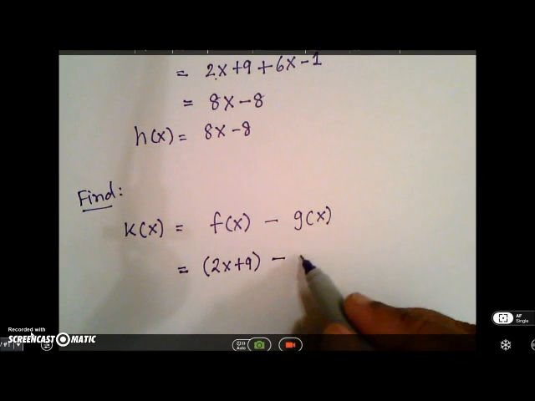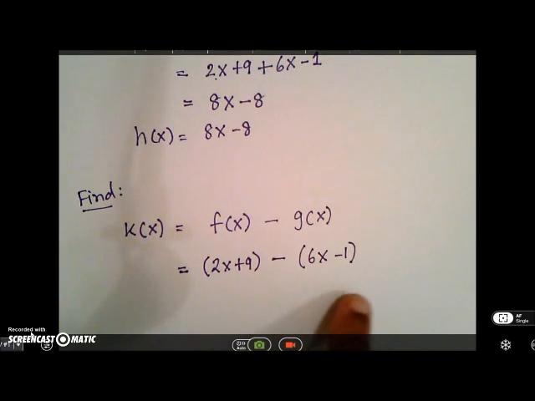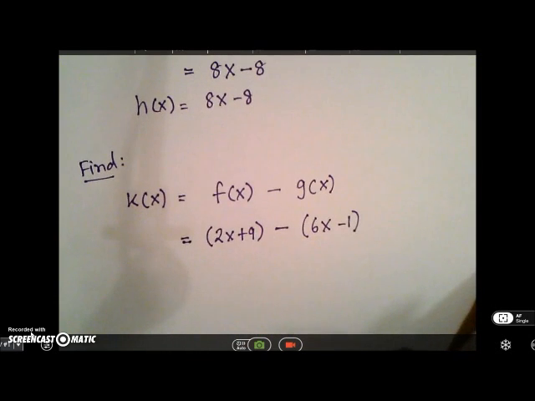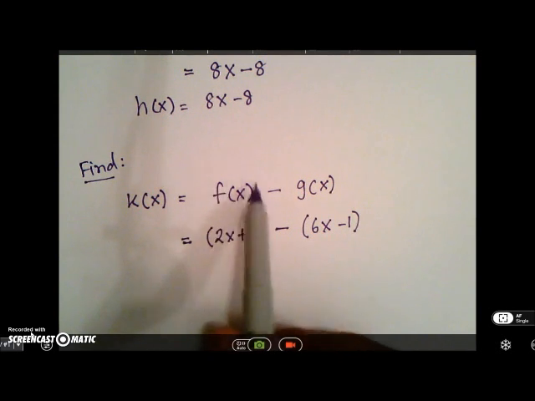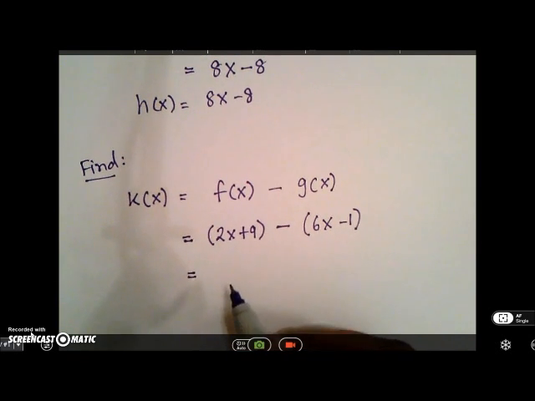Minus g of x is 6x minus 1. So here is where you will appreciate the usage of your parentheses, because now I have a negative sign outside. It's going to make a lot of difference if you have the parentheses. Whenever you're substituting something for a value, you need to use parentheses. This we saw when we evaluated our expressions before.